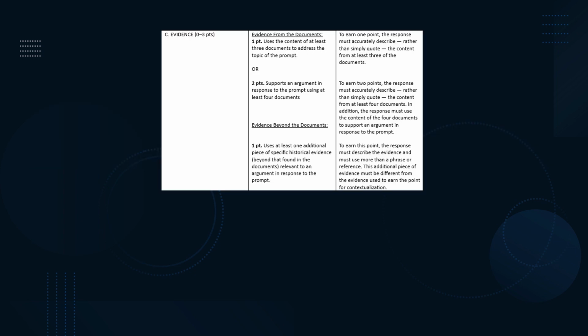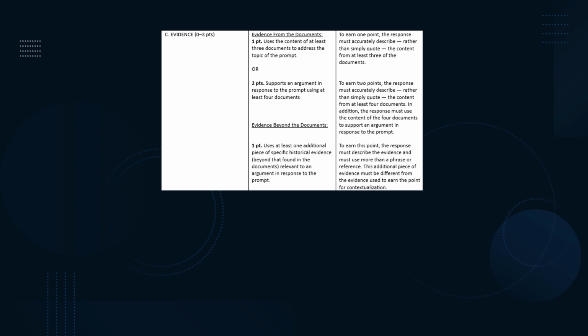The third section of the rubric is evidence. Unlike the LEQ, evidence for the DBQ is worth a total of 3 points. You're awarded 1 point for the use of at least 3 documents addressing the topic of the prompt. You're given an additional point if you are able to support an argument with the use of at least 4 documents, and another additional point for using at least one piece of historical evidence that is beyond those found in the documents and is relevant to the argument in the response.